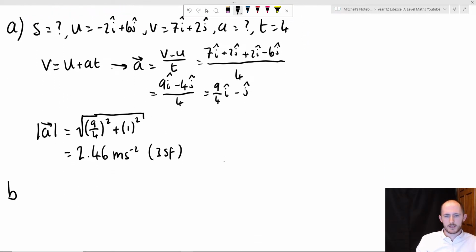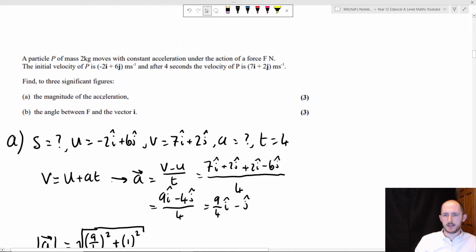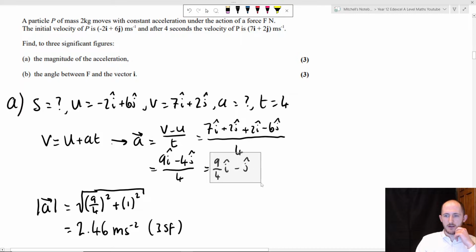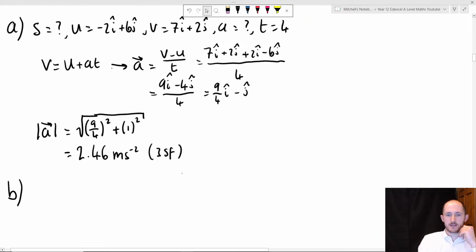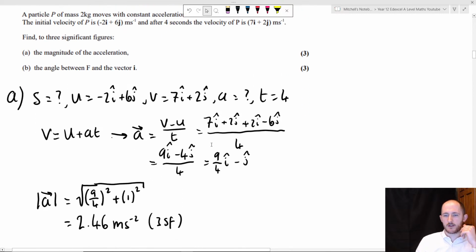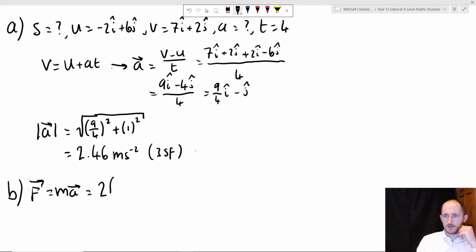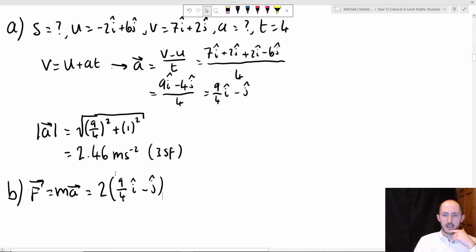Part B, it's asking us to work out the angle between the force and the vector i. So in this question, you can actually get away with just finding out the angle for this vector, and it will be the exact same for the force, but that might be a bit confusing, so I'm just going to write F equals ma. Let's work out what the force vector is. That equals the mass, which was 2 kilograms, times 9/4 i minus j. And again, you could have just taken the angle between this vector here, but that might have been a bit confusing to some of you.